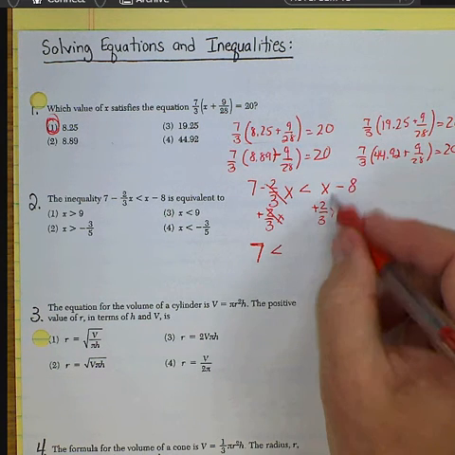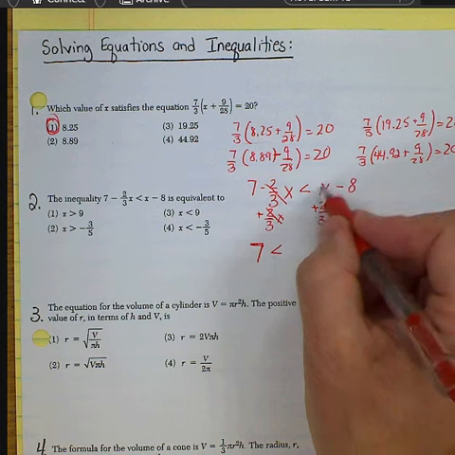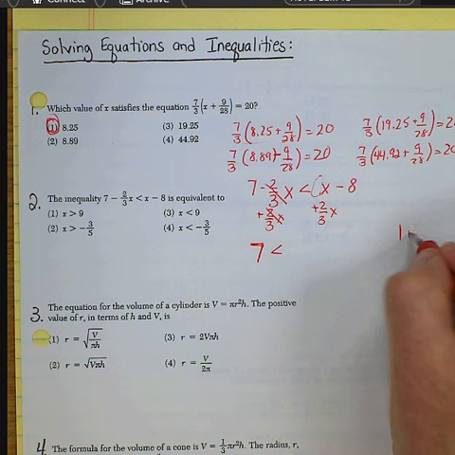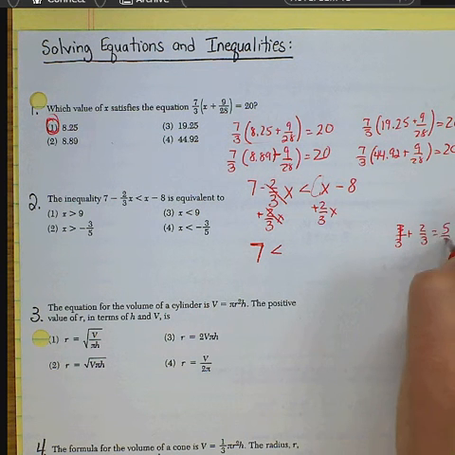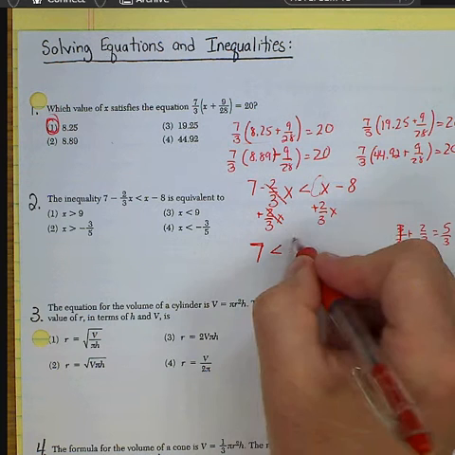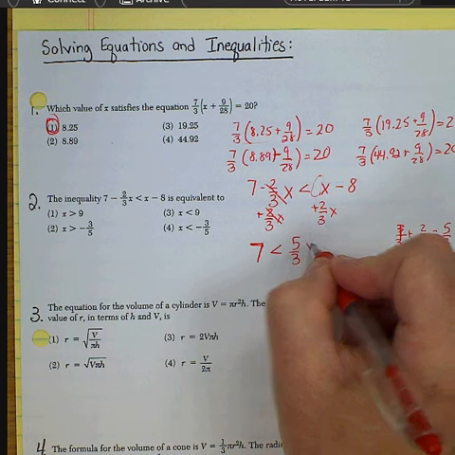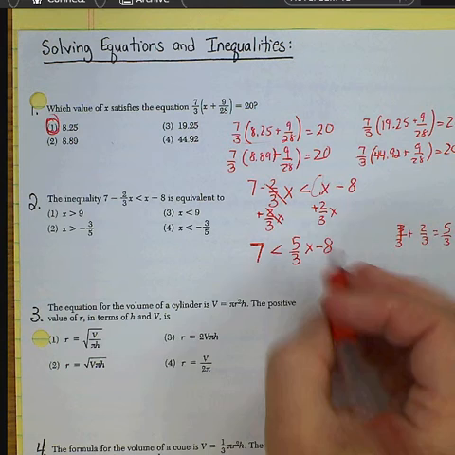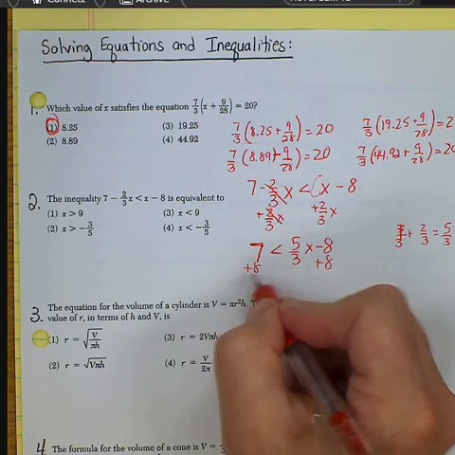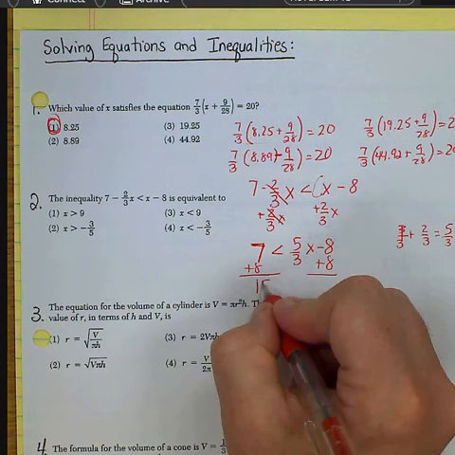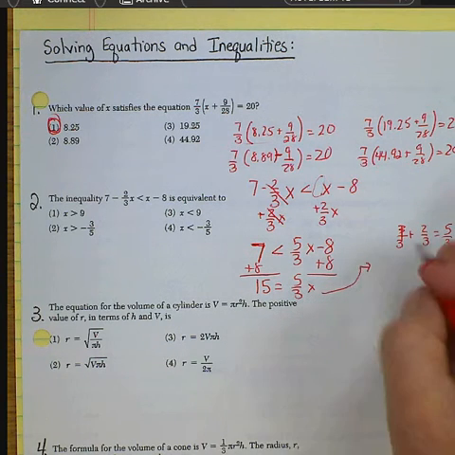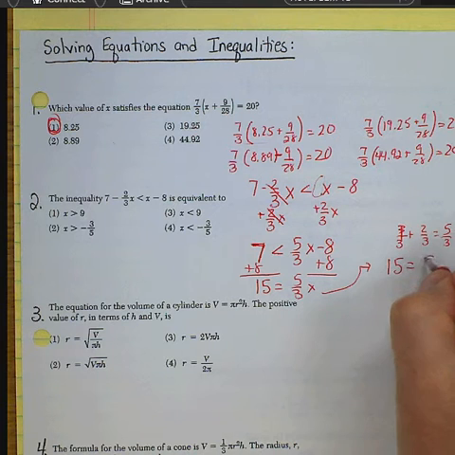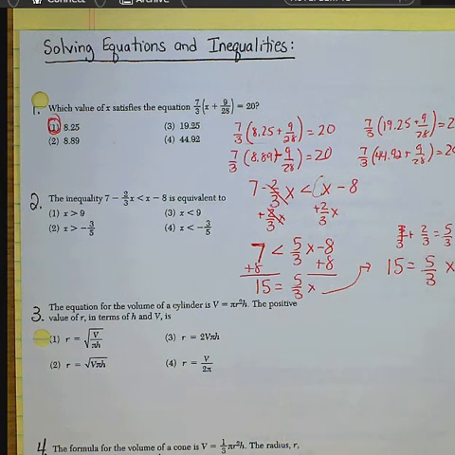Now I have to add these two fractions. The number in front of the x is a 1, so I have to go 1 plus 2/3. Remember, 1 can be written as 3 over 3. So altogether that's 5/3. I'm going to have 5/3 x minus 8. I want to get the x by itself, so I'm going to add 8 to both sides. So I get 15 is equal to 5/3 x.